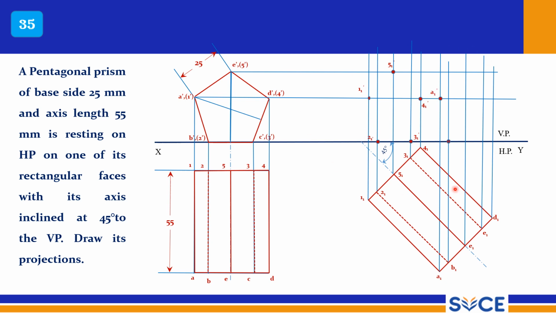So these thick lines should be connected, and A1B1 should be connected with a thick line, and A1 1 1 should be connected with a thick line. And here 3 4 5 are invisible, and those should be connected with a dotted line. And 4 to D is also a dotted line. So this much is overlapped, so it looks like a thick line, but underneath that you have a dotted line. So this is the final projection for this pentagonal prism.